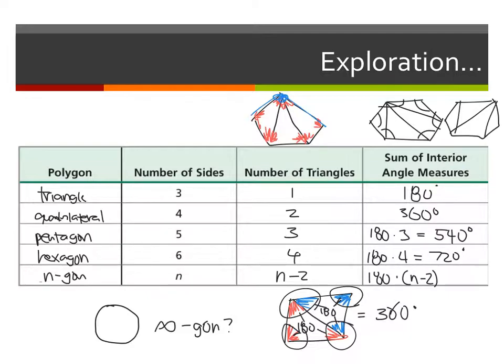Guys, this is really powerful because no matter whether it is regular or irregular, whether it has 10 sides or 100 sides, you can figure out the sum of the interior angle measures. Even better, if it's regular, right? If you know it's a regular decagon, you can figure out not only the sum, but if you divide it by 10 angles, you can figure out what each one is in terms of their measure.